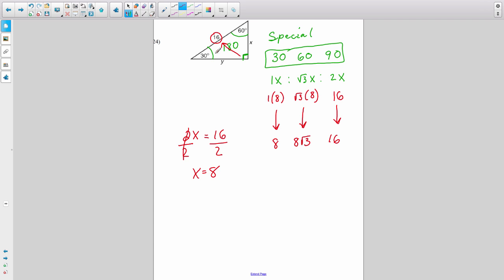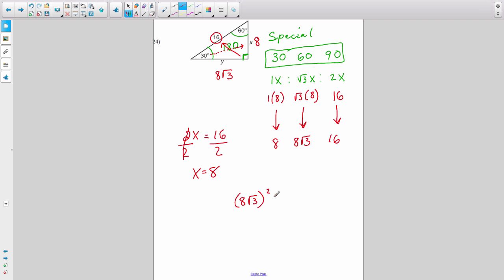So the one across from the 30, the smaller one, is going to be 8. And the one across from the 60, the medium, is going to be 8 radical 3. Now that you know all three sides of this triangle, if you wanted to check your work, you can plug in Pythagorean Theorem just to make sure.